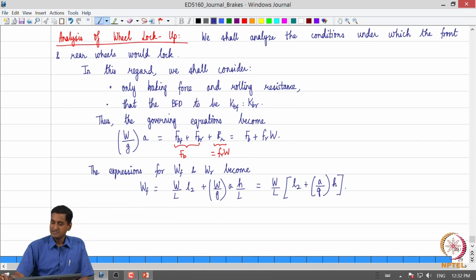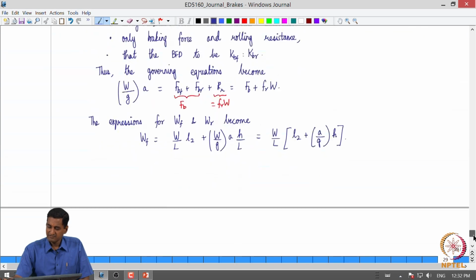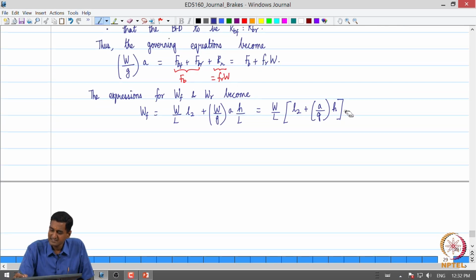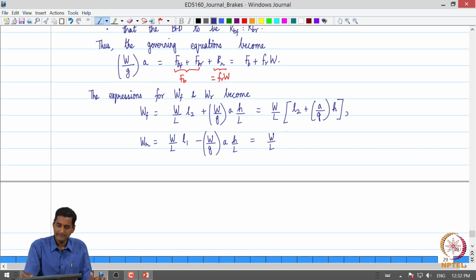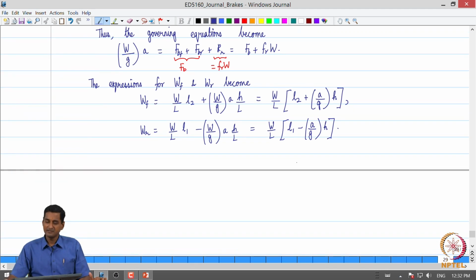So, this is for the front. How did we get this? Once again from the same expressions we derived, nothing more than that. WR is going to be W L1/L minus W/g times a times h/L. So, this is going to be W/L times (L1 minus a/g times h). This is for the normal load on the rear.